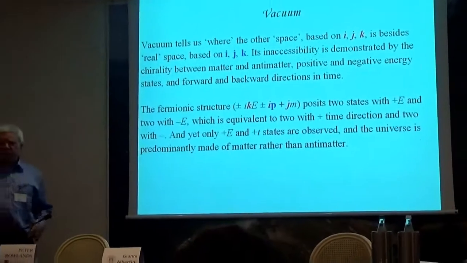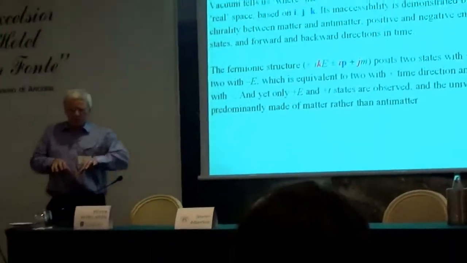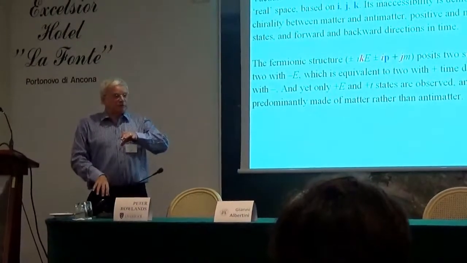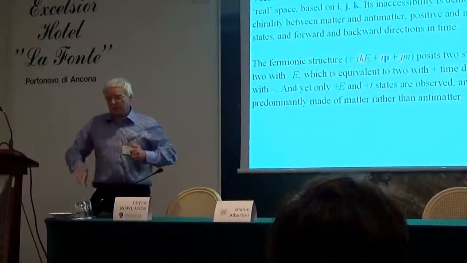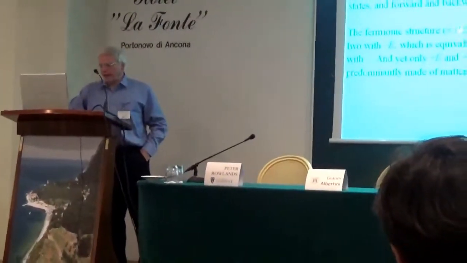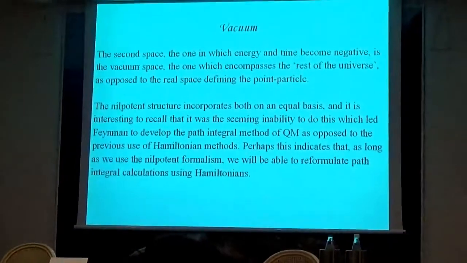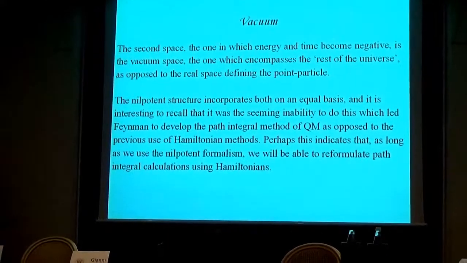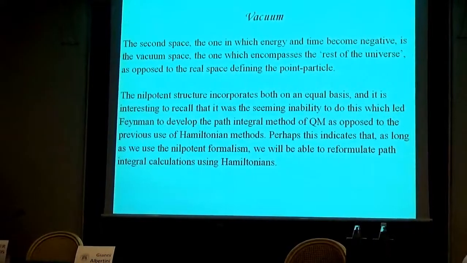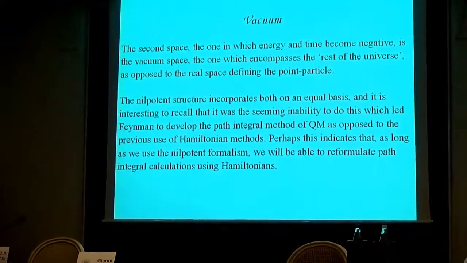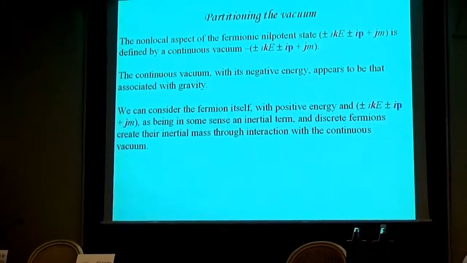So the universe will look like matter, but when we write down the Dirac equation, we're writing down antimatter at the same time. And where's that antimatter? Well, it's in the other space. It's over there. It's still there, but it's not observable. So that second space is the one that encompasses the rest of the universe, if you like. So the nilpotent, the squaring to 0, incorporates both on an equal basis. I'll not say anything about the Feynman things at this point.